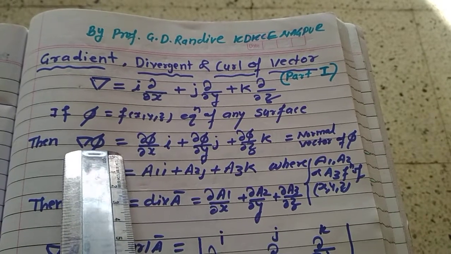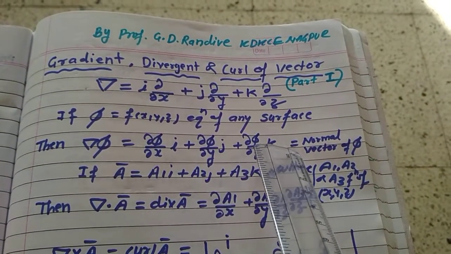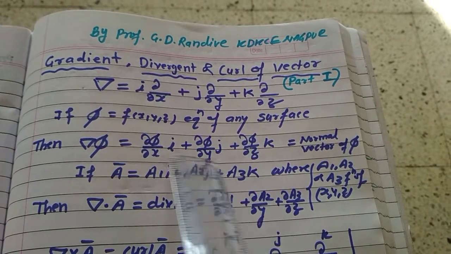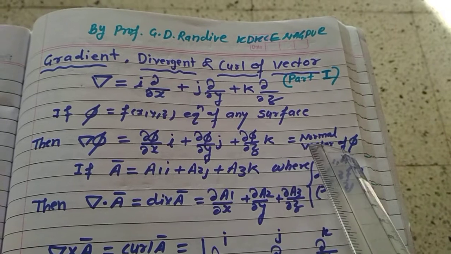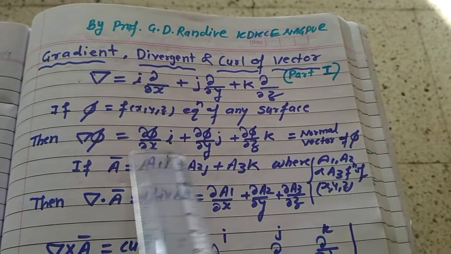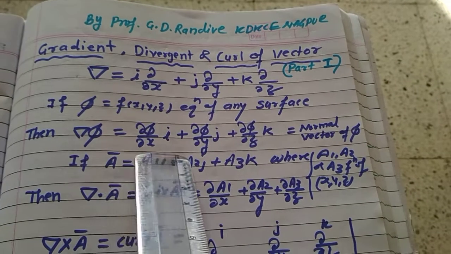This is also called grad phi. Del phi means grad phi. And you will get a new vector, and this is actually the normal vector to the given surface. So when you want to find the normal vector, you want to find del phi.